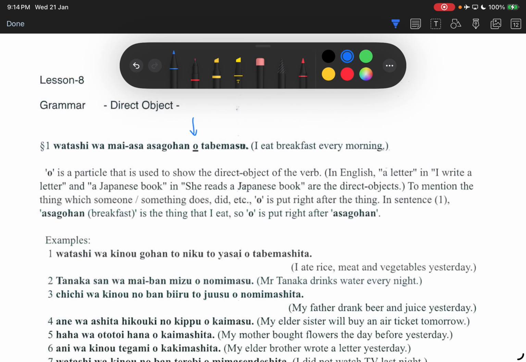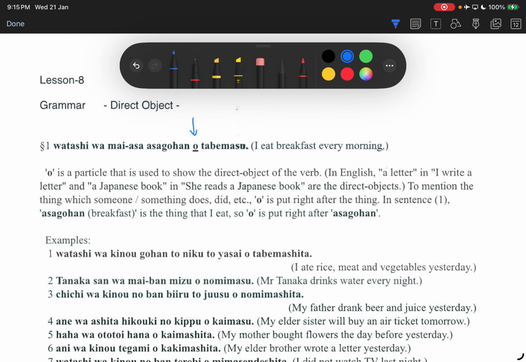This O simply means that we are interacting with this object. We are introducing the verb that we are doing to interact with the object. If you look at number one, watashi wa maiasa gohan o tabemasu. I am interacting with breakfast by using what verb? Tabemasu. That means I eat breakfast. So this O particle is to show interaction. The object here is breakfast. How am I interacting with breakfast? I eat.